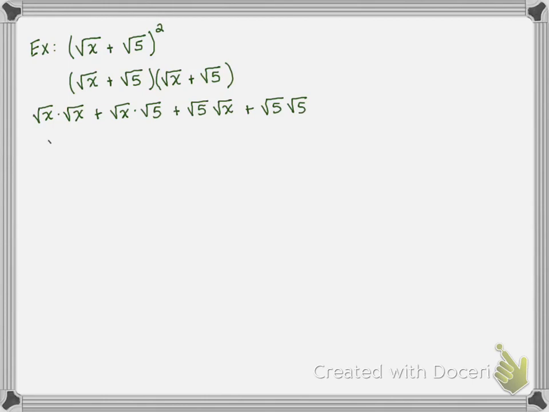So the square root of x times the square root of x is the square root of x squared. And we've got the square root of 5x plus the square root of 5x. And then the square root of 5 times the square root of 5 is the square root of 25. So the square root of x squared is x. And then what about the square root of 5x plus the square root of 5x? Those are like terms, so I can combine them, right?